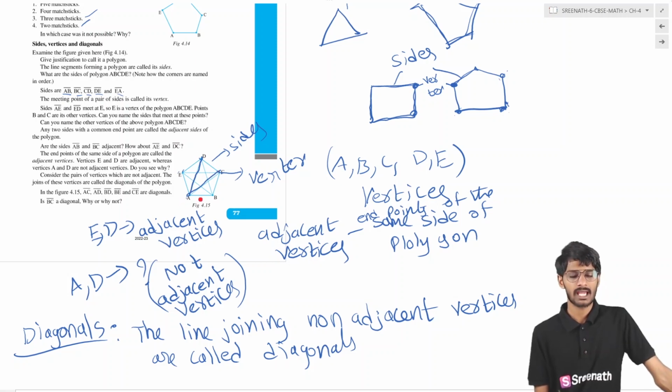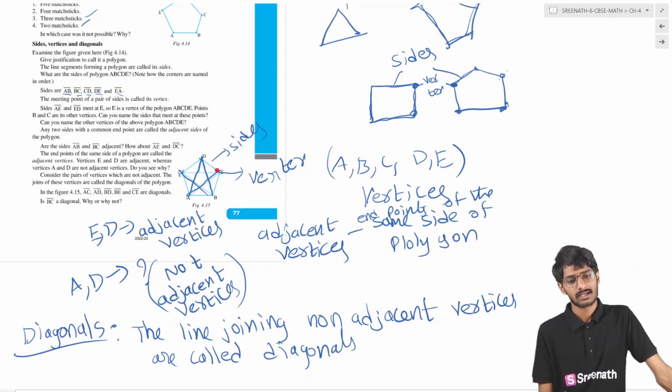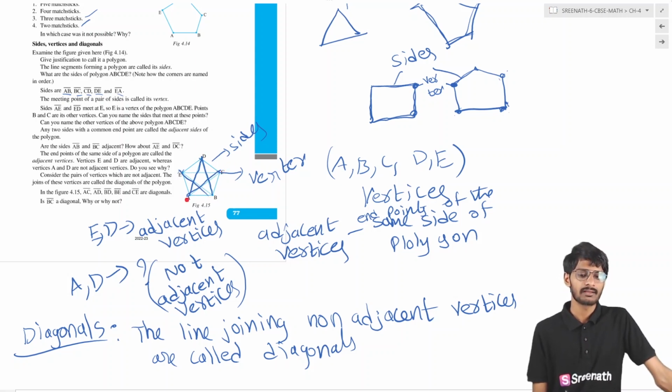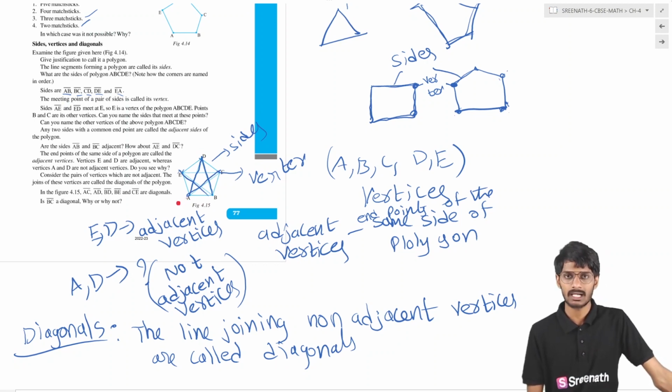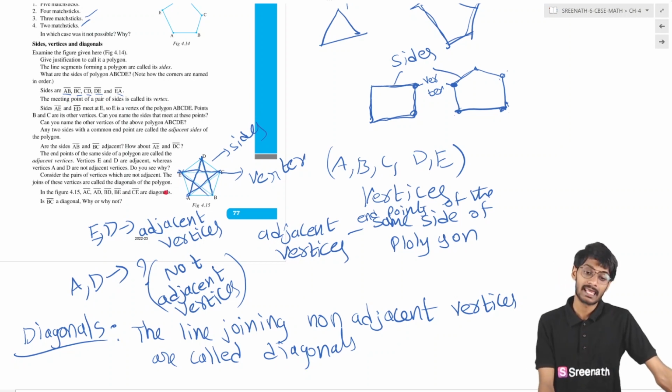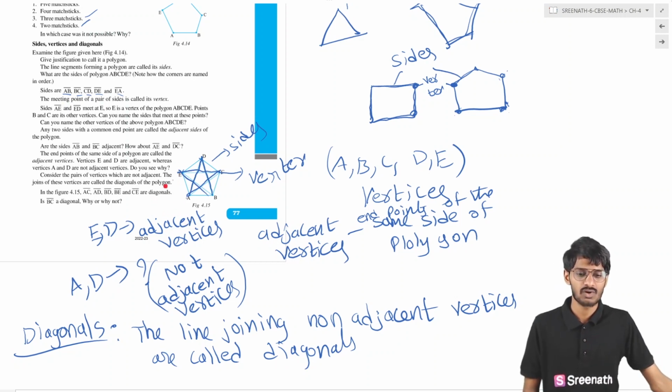Now consider B. B and A are adjacent, B and C are adjacent, but B and D are not adjacent, and B and E are also not adjacent. So this is a diagonal, and this is a diagonal. Consider C. CB is adjacent, CD is adjacent, but CA is not adjacent, so it is a diagonal. We have already written it. But what is remaining? E. So C is another diagonal, students. Coming to D, this is adjacent to this and to this, but these two are not adjacent, and we have already written those diagonals. So these are the diagonals, students.